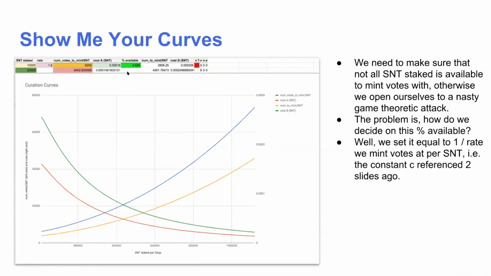So we've done that, and you can see that the new curves here are the orange ones, so there's slightly less SNT minted, slightly less votes minted per SNT, which is what you'd expect because we're only using a certain percentage. And that means that the cost is slightly higher, that green line, which is great. We're getting closer.